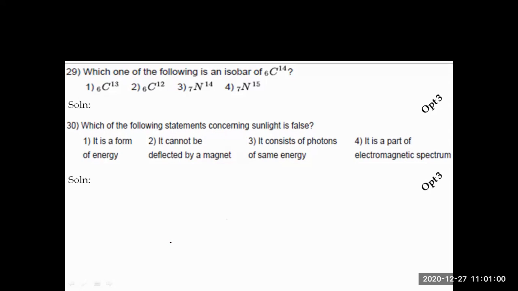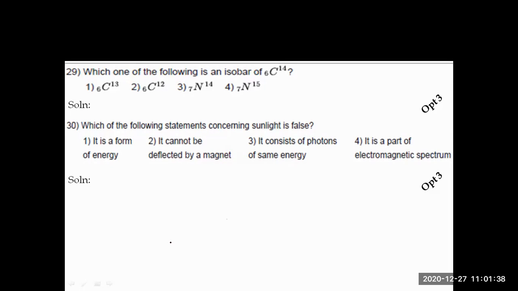Excuse me, sir. Isn't option 2 also wrong, because sunlight is also an electromagnetic radiation? So I think what you said is right. It is electromagnetic radiation, but electromagnetic radiations don't have mass, and they have electric field and magnetic field components perpendicular to each other. Any electromagnetic radiation can't be deflected, whereas charged particles can be deflected. You should know this.